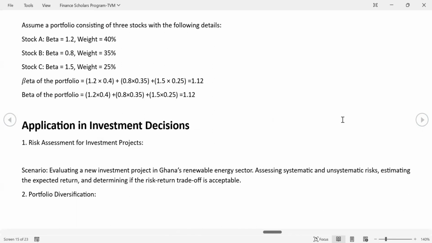And then application and investment decision. Probably you can get through this by yourself. So this is just an application scenario: evaluating investment projects in Ghana's renewable energy sector, assessing systematic and non-systematic risk, estimating expected return, and determining the risk-return trade-off. Is the risk-return trade-off acceptable? If you are taking more risk and it gives you more return, fine. If you are taking more risk and the return is low, no, I don't want this. And if you are taking less risk and the return is high, you can opt for that.